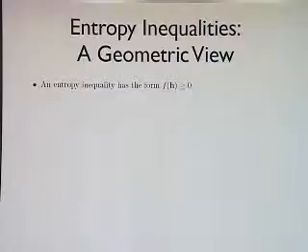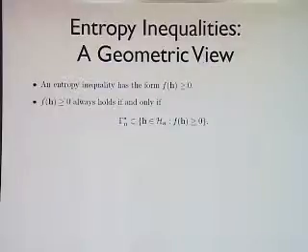Now, what is the relation between this region gamma n star of all entropy functions and entropy inequalities? An entropy inequality has the form f of h is bigger than or equal to 0, where h is all the joint entropies. Some function of all the joint entropies is bigger than or equal to 0. And in information theory, we usually consider non-strict inequalities.